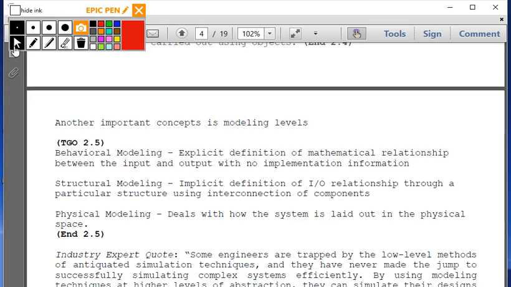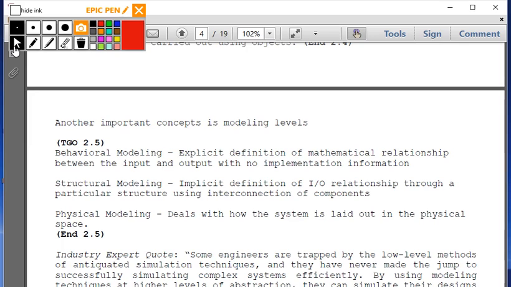So we're going to be using header files, and we're going to be using .c files to be able to actually implement this at the structural modeling level.